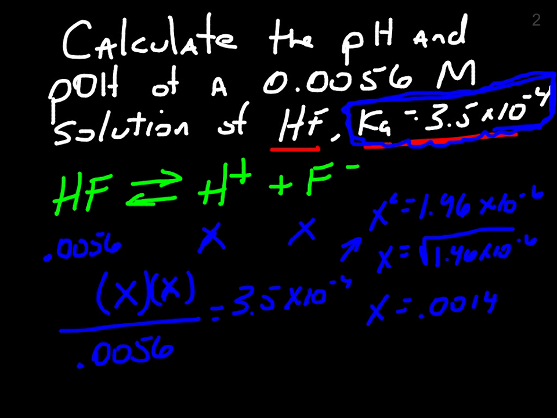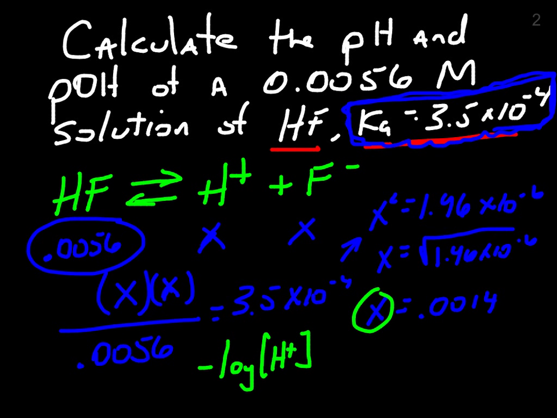0.0014. Now this is one where X probably would make a significant difference in my original amount, but I'm going to stick to my guns and tell you guys just to ignore that. So now, taking the negative log of the hydrogen ion concentration, which is what I just solved for with X, that'll be the negative log of 0.0014. Okay, so negative log of that gives me a pH equal to 2.9. Subtract that from 14.